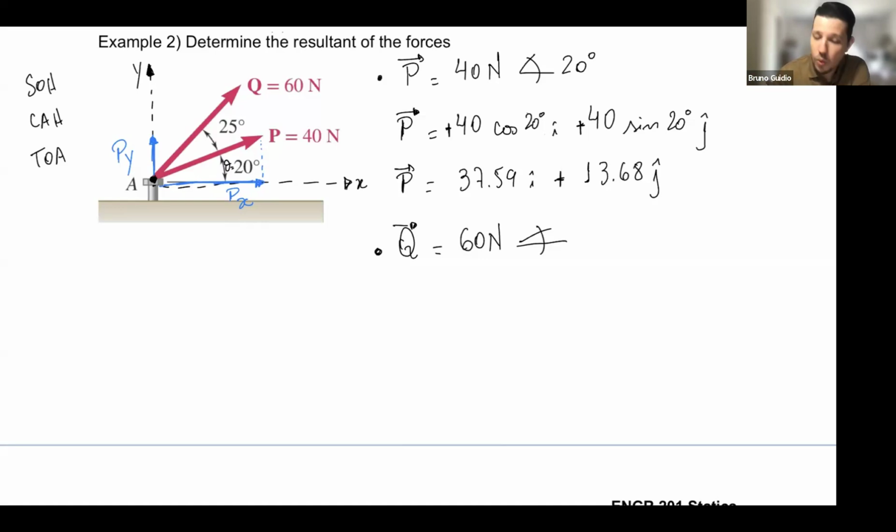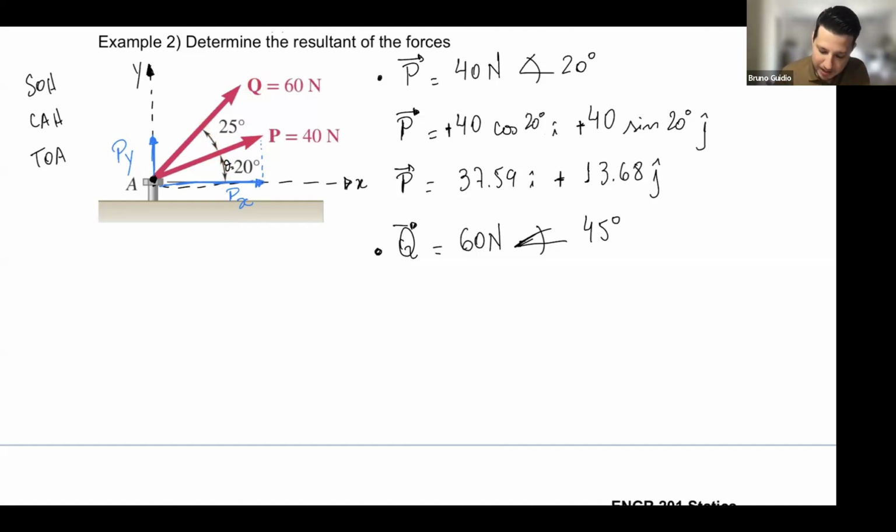The direction is measured from one of the axes, okay? So right here, this is the direction of Q, meaning that this one here actually is 45 degrees. Its direction from the x-axis is 45 degrees. So pay attention to that. This 25 degrees is just from P to Q, but the direction is measured from the x-axis, 45 degrees.